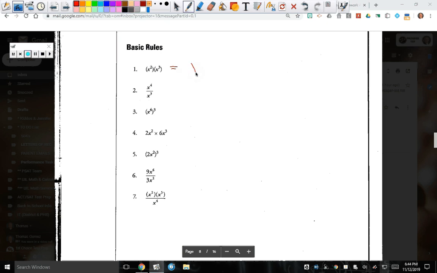X to the power of 6. Close. X to the power of 5, okay? Because when you are multiplying with the same base, it's the same as adding the exponents. Next, we're still trying, okay? Try and learn. What's the answer here? For number 2, x to the 1. It's just x, right? X to the power of 1.